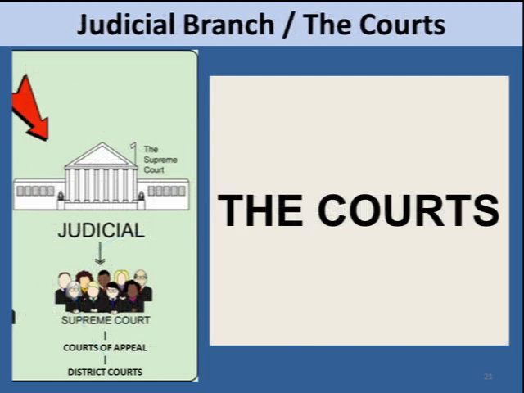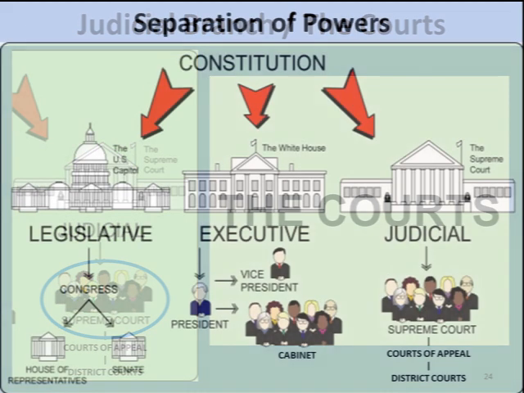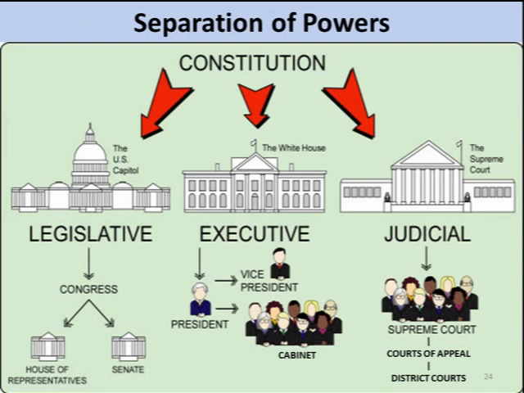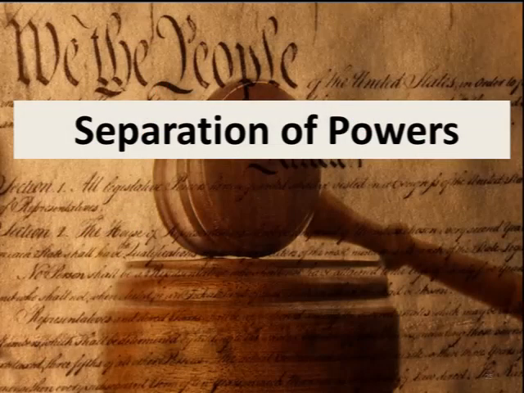The judicial branch is also called the courts. The courts consist of two levels of federal courts and the Supreme Court. The Supreme Court is the highest court in the nation. So one part of the government does not become too powerful, the Founding Fathers gave each branch separate powers. This is called separation of powers.